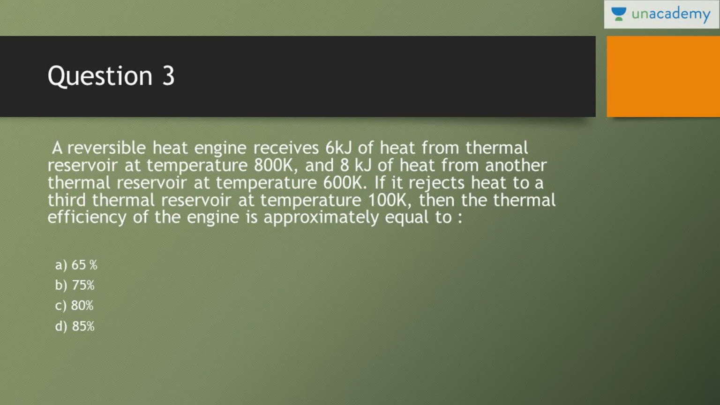Question number three. A reversible heat engine receives 6 kilojoule of heat from a thermal reservoir at 800 Kelvin, 8 kilojoule of heat from another thermal reservoir at 600 Kelvin. If it rejects heat to a third reservoir at 100 Kelvin, then the thermal efficiency of the engine is equal to.